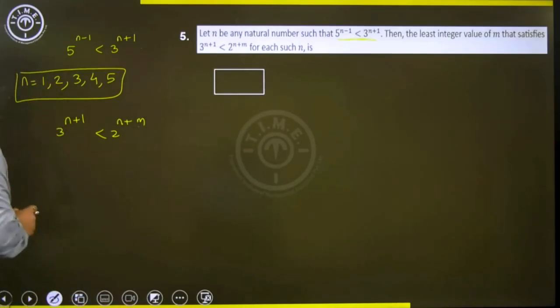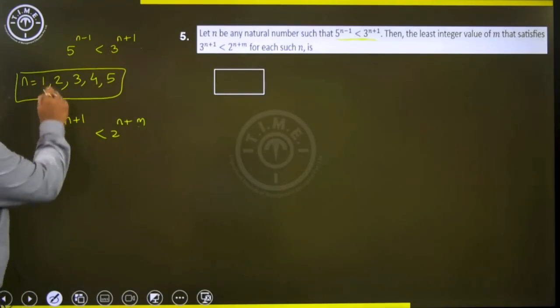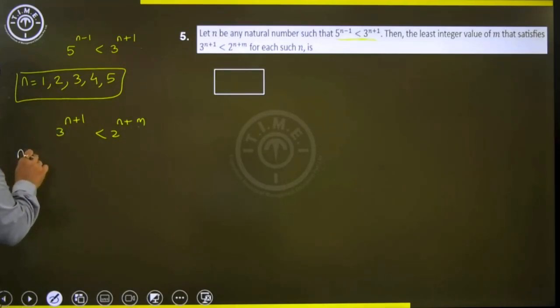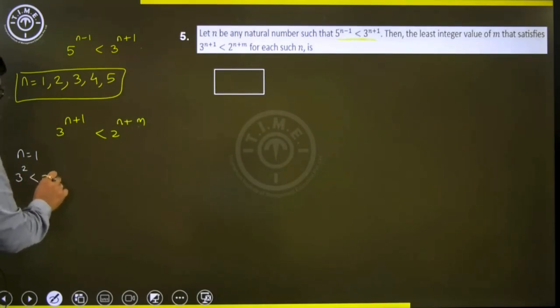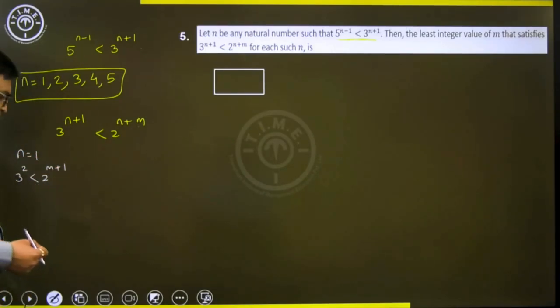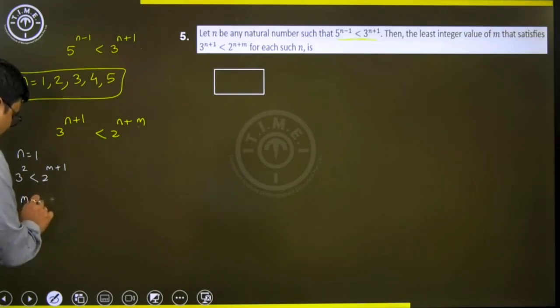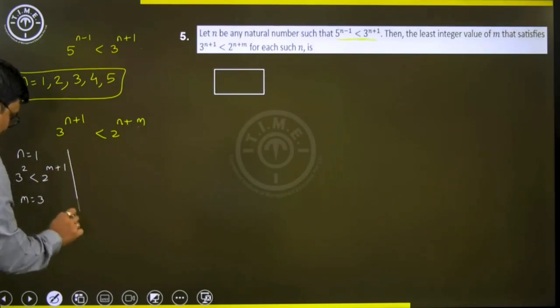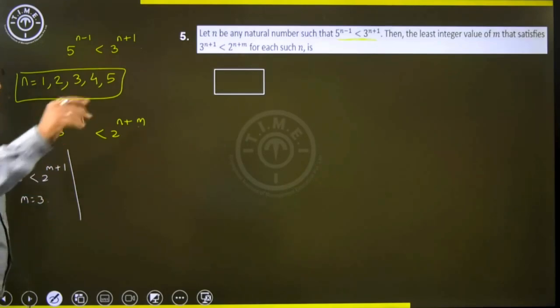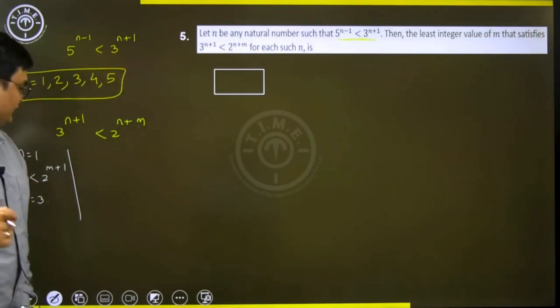So if you put n equal to 1, suppose, let's try to see the trend here. If you put n equal to 1, what happens? Left hand side will be 3 square and this should be less than 2 to the power m plus 1. So some power of 2 should be greater than 9. What is that power of 2? It is 16. So m plus 1 will be 4. So m can be 3. The least value he says. Least integer value of m.